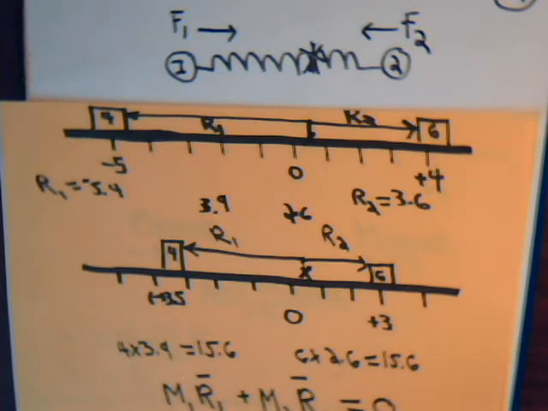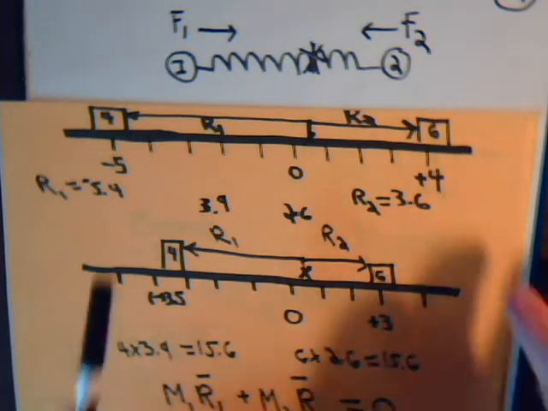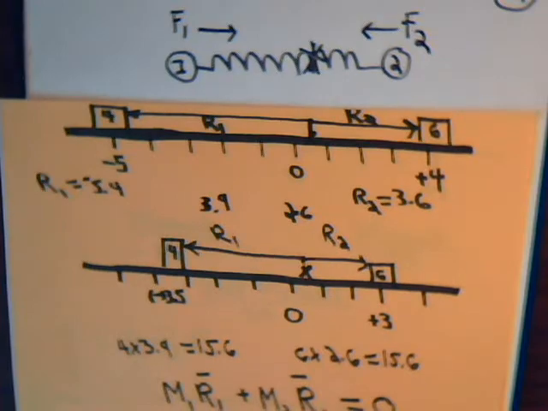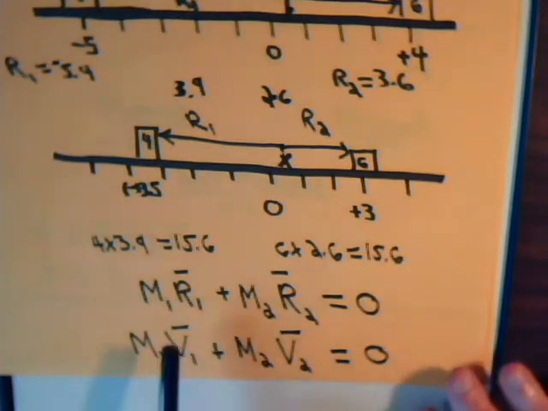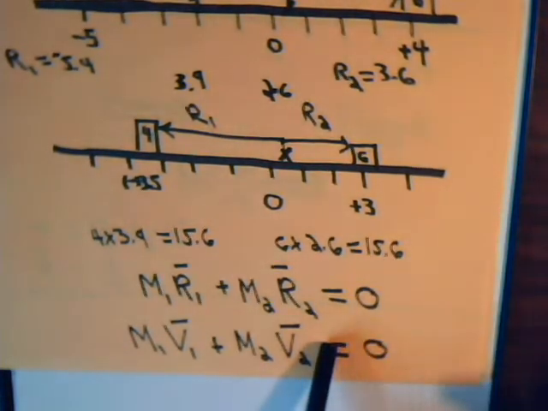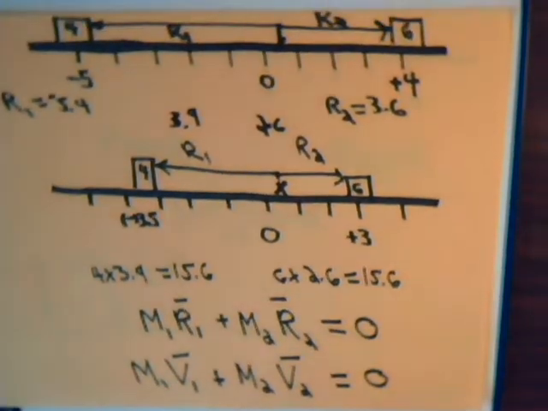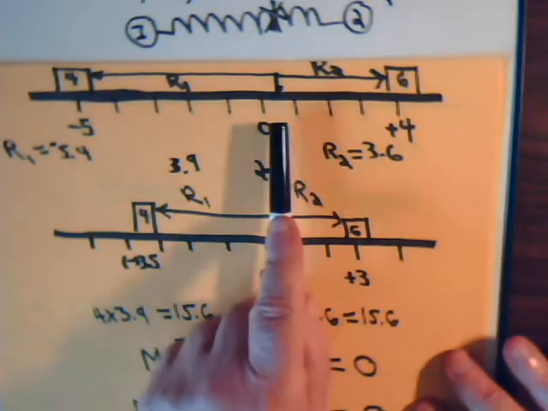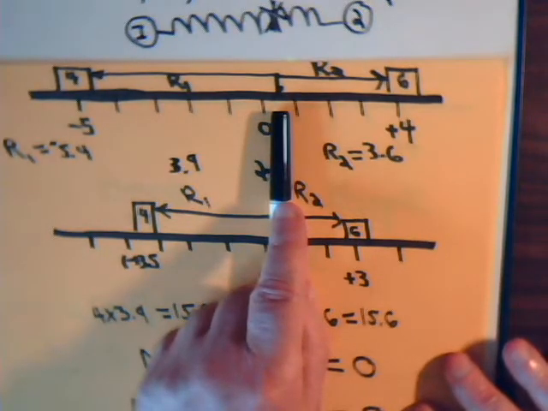So we notice that with respect to the center of mass, M1 R1 plus M2 R2 equals 0. And of course, that's why at the center of mass we could balance the system right at this pivot point.